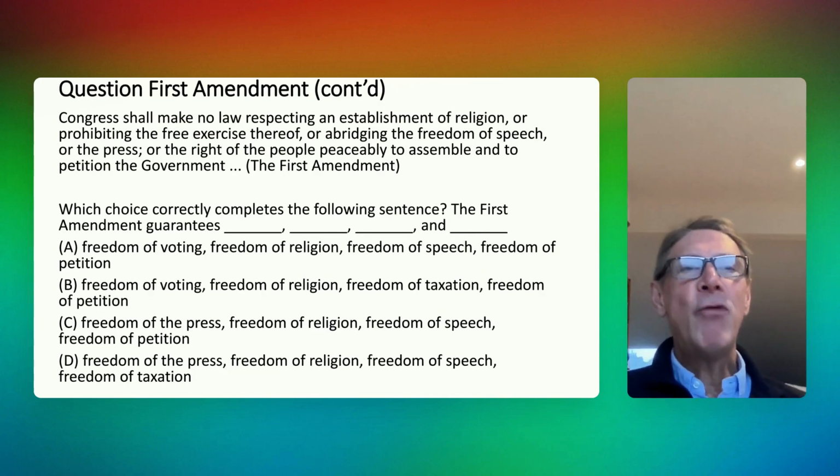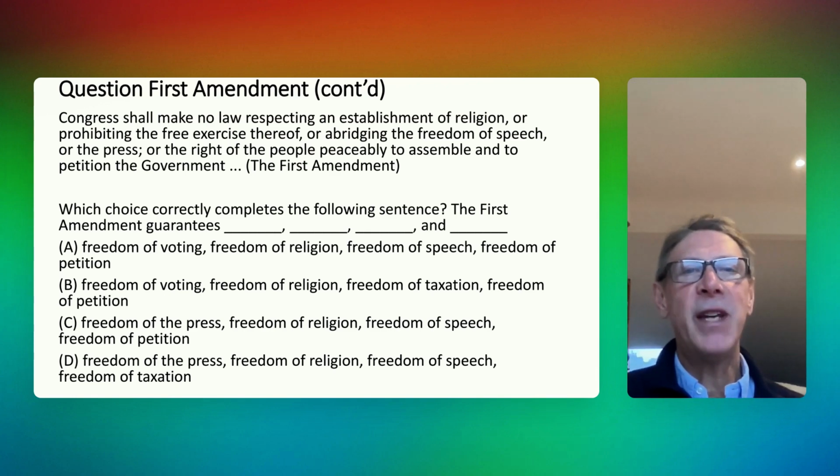And again, I won't read the statement a third time, but we look at that statement and we say, the question says, which choice correctly completes the following sentence? The First Amendment guarantees something, something, something, and a final thing. Four things. A, freedom of voting, freedom of religion, freedom of speech, freedom of petition.